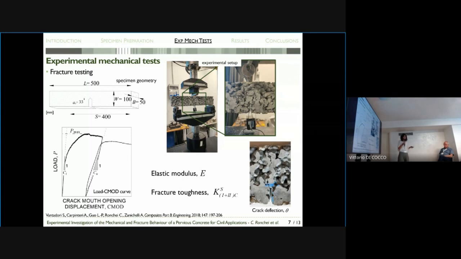Finally, by exploiting the experimental measurements in terms of peak load, crack kinking angle, and the initial compliance and unloading compliance, we can compute the elastic modulus and the fracture toughness according to the formulation of the modified two-parameter model.